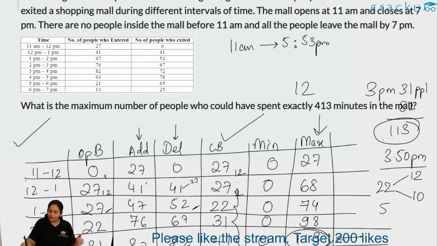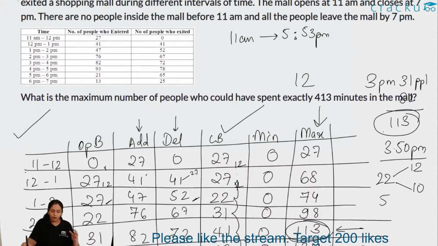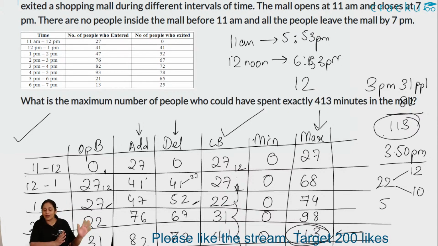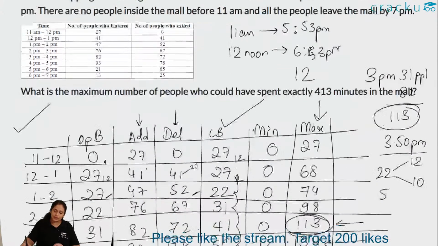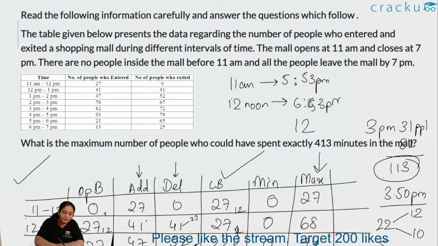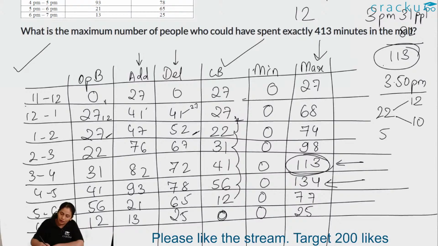Okay, so if you come from 11 a.m. to 5:53 p.m., or if you come in the next hour, from 12 noon, still you have to go by 6:53 or something like that. Essentially a 6 hour 53 minute window. So let us assume in the first case, when you have people joining in at 11 a.m., suppose all 27 came at 11 a.m. What would be the least value of people who stayed till 5:53?